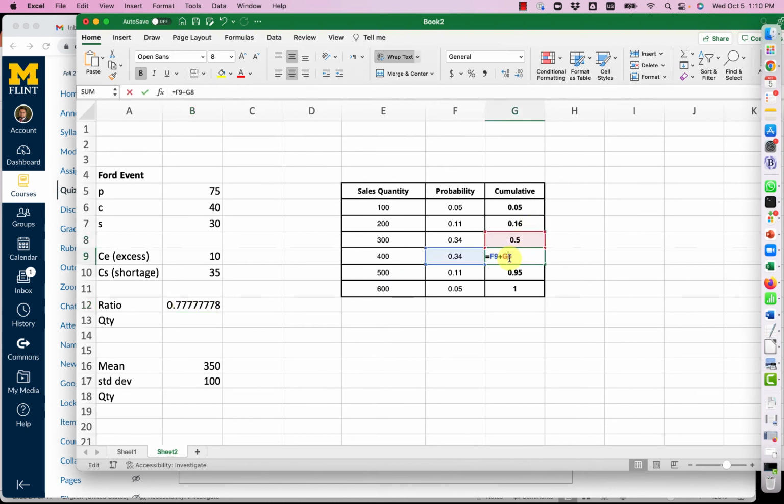So it's going to round up to 0.84 because there's no 0.778. It's between 0.5 and 0.84. So if you round to 0.84, you get quantity of 400. So we will order 400 toy Ford Mustangs and take the 400 to our stand to sell.